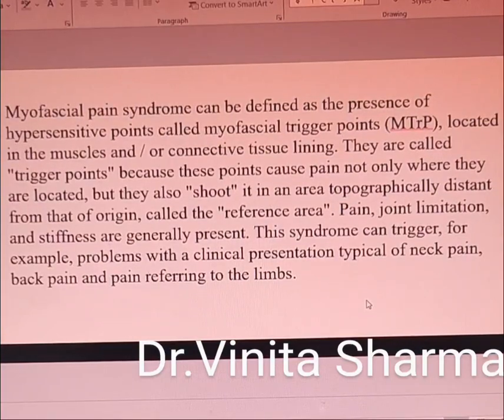This syndrome can trigger, for example, a clinical presentation typically of neck pain, back pain, or referred pain to the limb. The patient will come and say, I have neck pain, and then they start complaining that I have referred pain to the limb. So they have pain from the neck to the hand, they have pain from the back to the legs. So this is called referred pain.